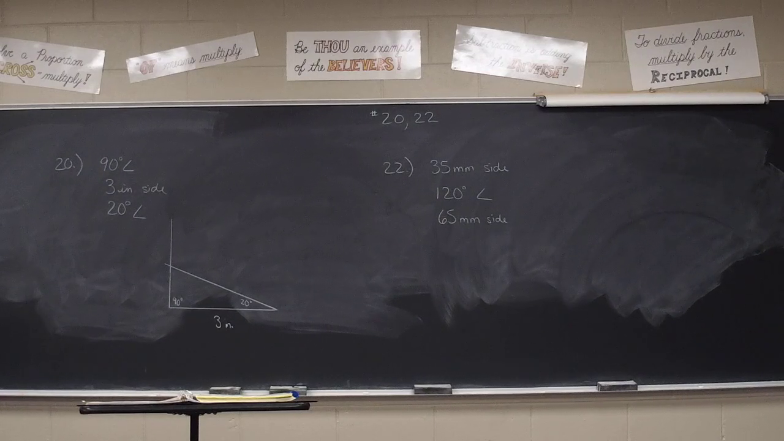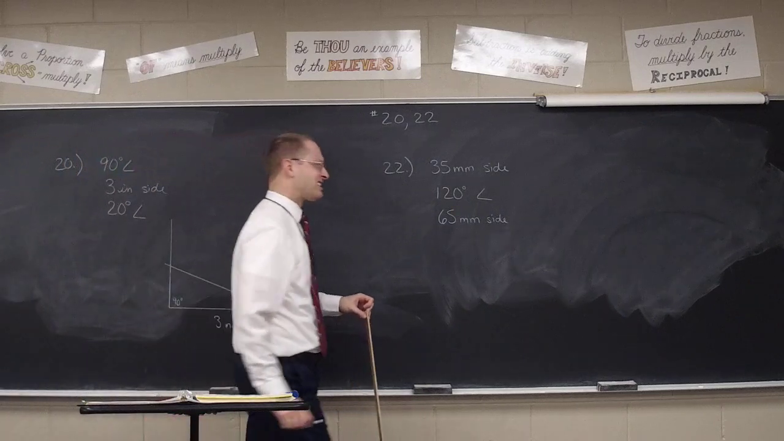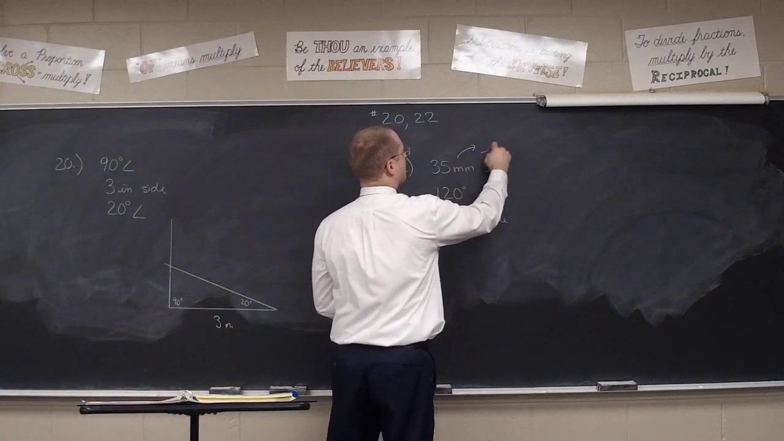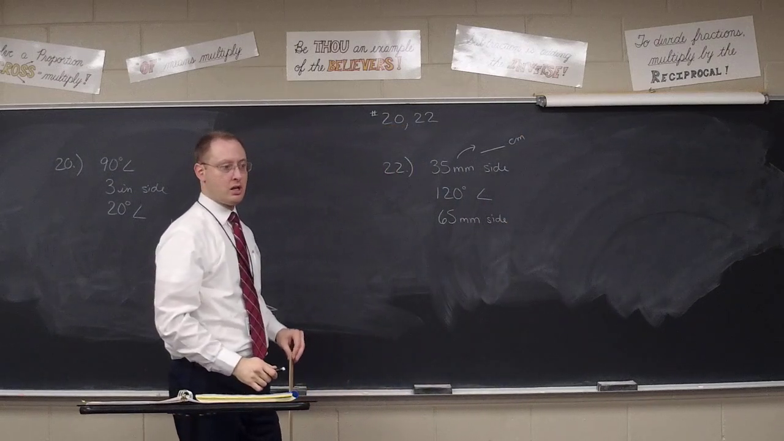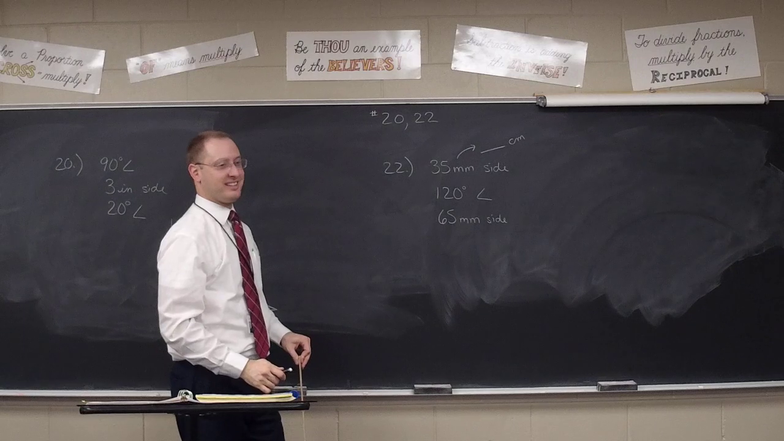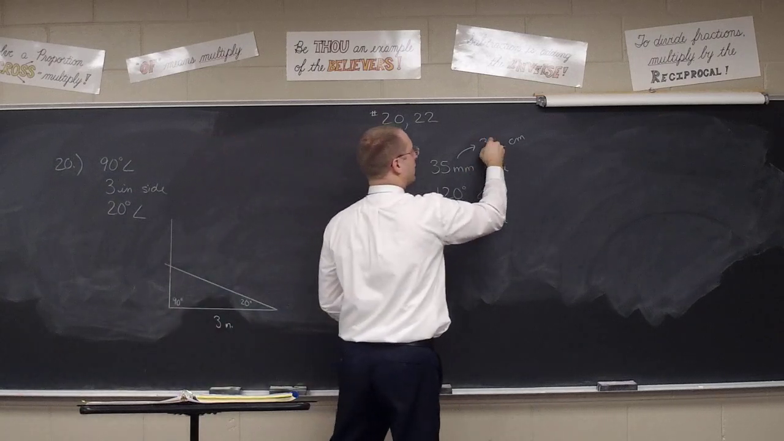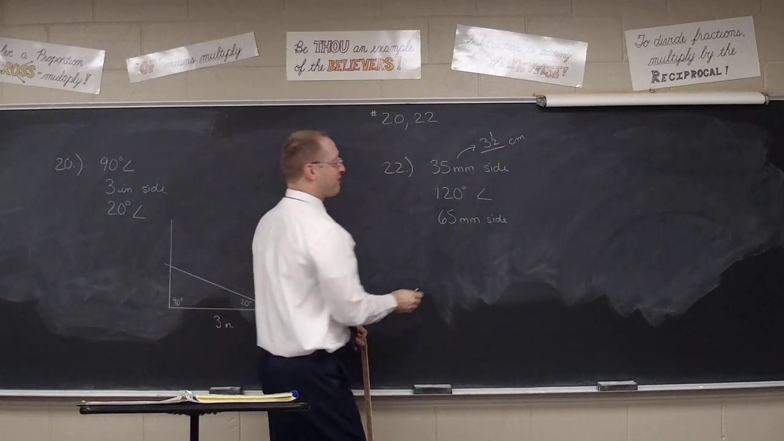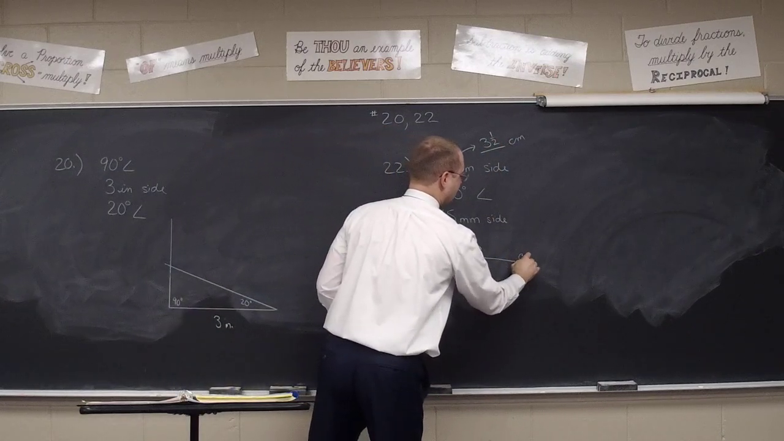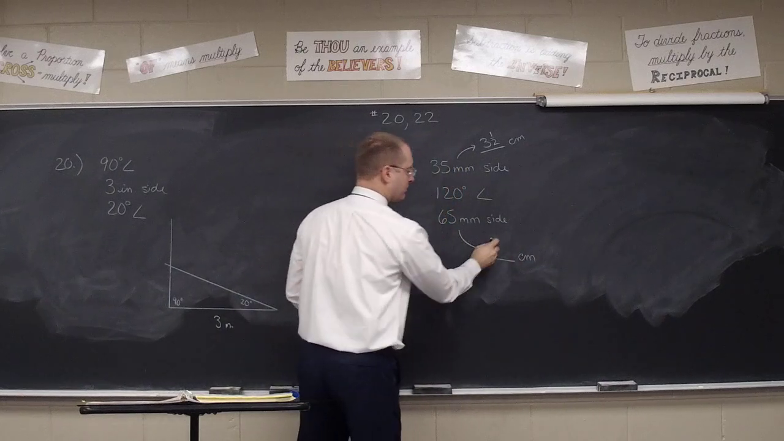On number 22, it says 35 millimeters. Class, how many centimeters would this be? Careful, other way. Going from milli to centi. 3.5. Right, 3.5 centimeters. 65 millimeters. How many centimeters is that, class? 6.5.